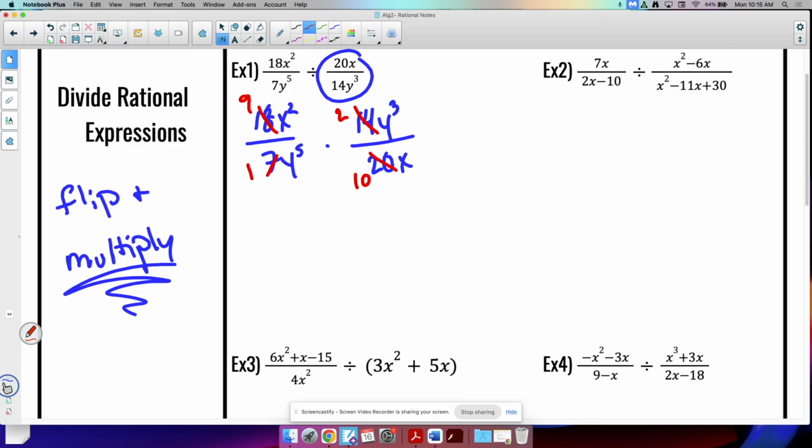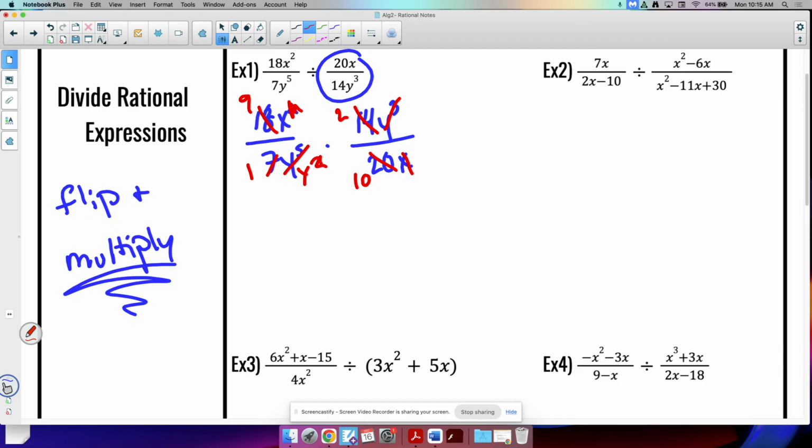If you look at your x's, can our x's reduce? How many are we going to be left with? 1 on top or bottom? 1 on the top because there are more up top. How many y's are we going to be left with? 2 on the bottom because there's more on the bottom.